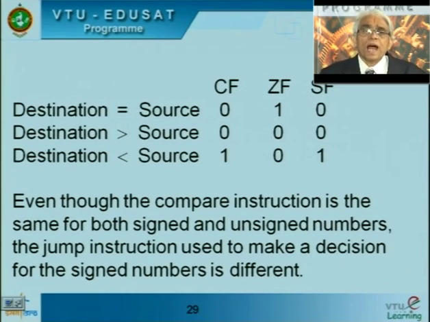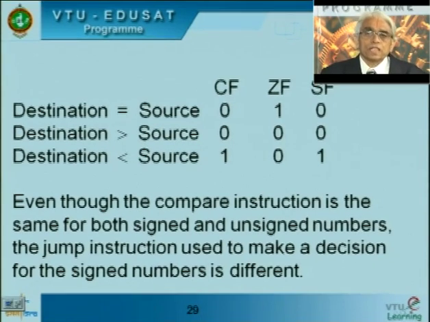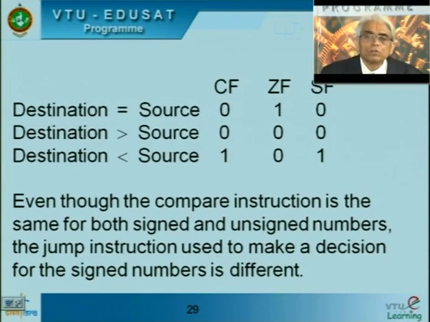The last one which we have here is destination being less than source. Obviously, this is a situation where there is a borrow taking place, and hence the carry flag is set equal to 1, and sign flag also changes to be equal to 1, and the result is not equal to 0. We have zero flag equal to 0.